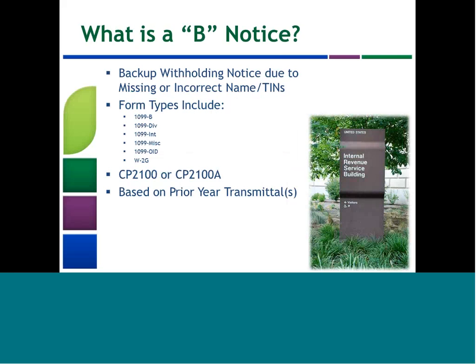So what is a B Notice? Well, a B Notice is a backup withholding notice due to a missing or incorrect name TIN. The following form types on the slide here are the ones that it applies to. It's also referred to as the CP 2100 or CP 2100A, and they're going to be based on the prior year's transmittals. So they're not for the transmittals that you just most recently did. Generally, they're going to be for the prior year before transmittals.